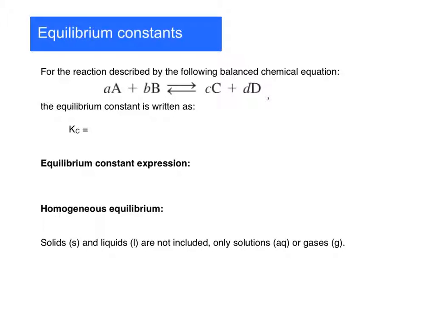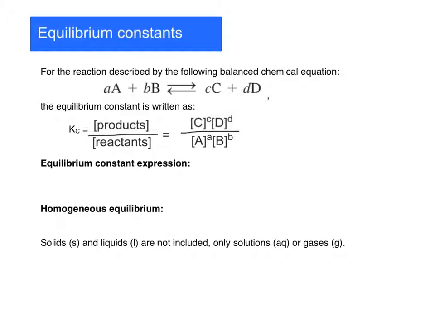So we can write our equilibrium constant expression as the concentration of products over the concentration of reactants. That is equal to the concentration of C raised to the little c exponent, which is our coefficient, times the concentration of D to the little d, divided by the concentration of A to the a times B to the b. This looks a little bit weird, but we're going to do a lot of practice with it in class, and you will get more comfortable with it.